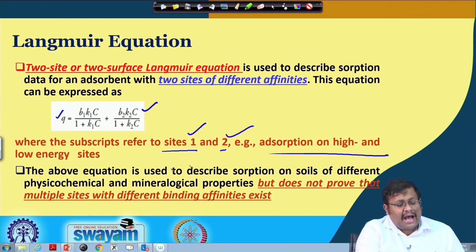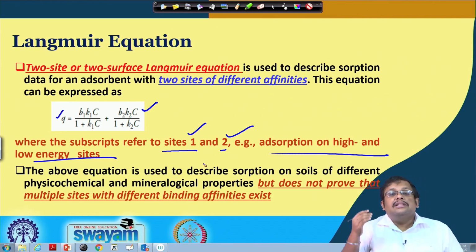So, adsorption on high and low energy sites. If you assume that site 1 is the high energy site and site 2 is the low energy site, then we can represent this equation in this form. Now, this equation is used to describe the sorption of soils of different physicochemical and mineralogical properties, but does not prove that multiple sites with different binding coefficients exist.